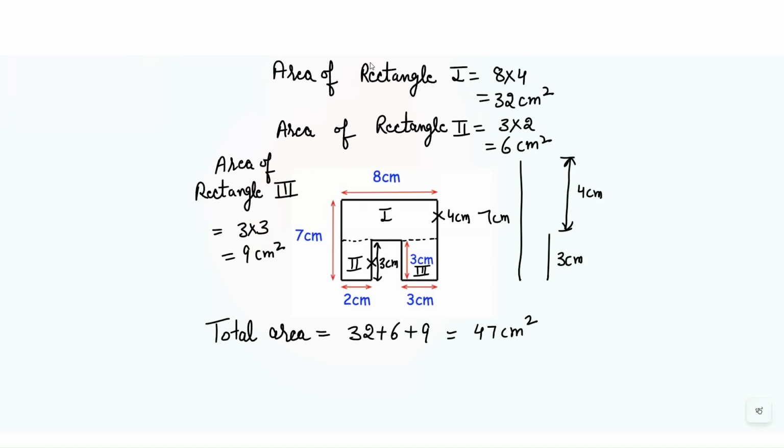So earlier also we got 47 centimeters square and now also we are getting 47 centimeters square. So the answer will not change. But the way you split the figure, you have to calculate your answer accordingly. So this is how we can calculate the area of a compound shape. I will take a few other examples for your better understanding.